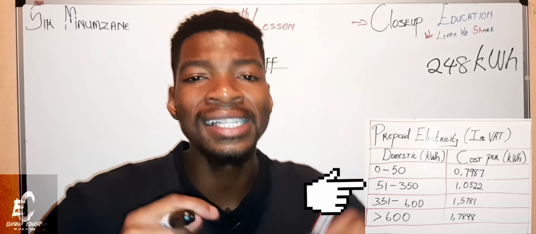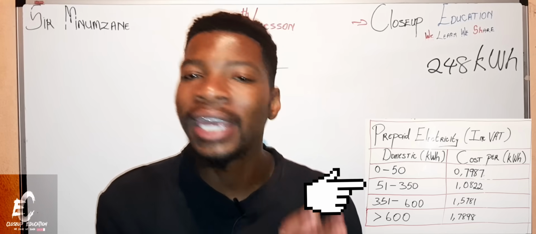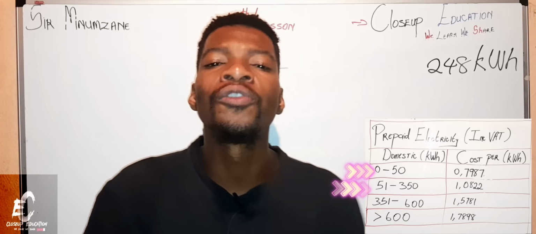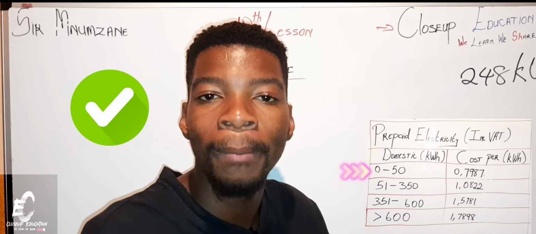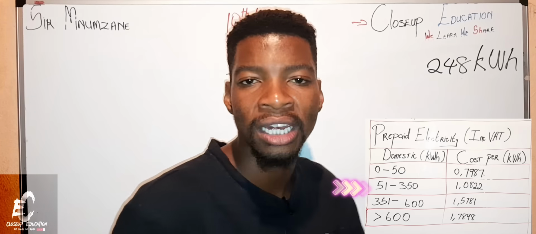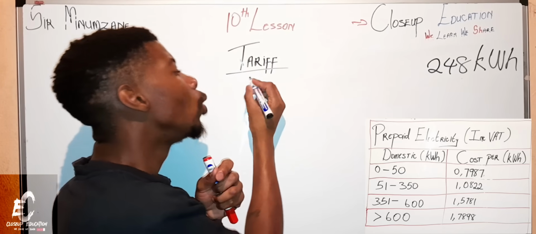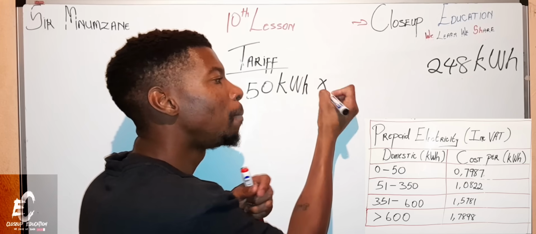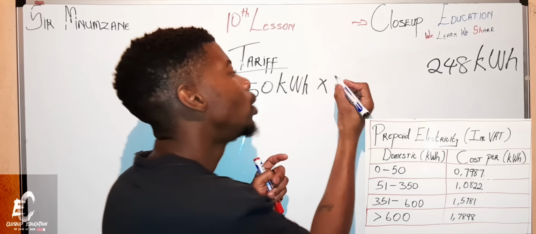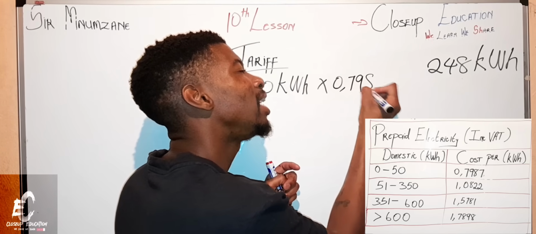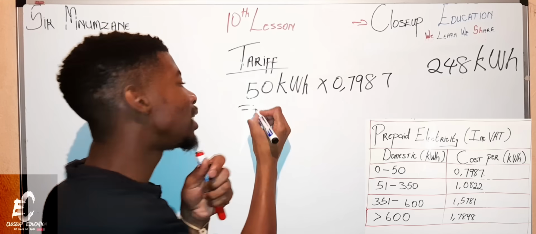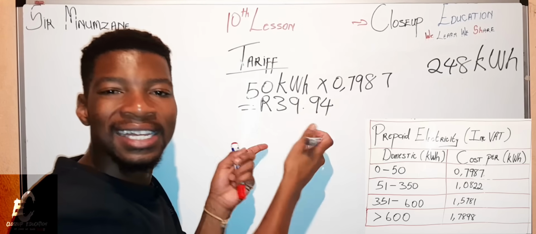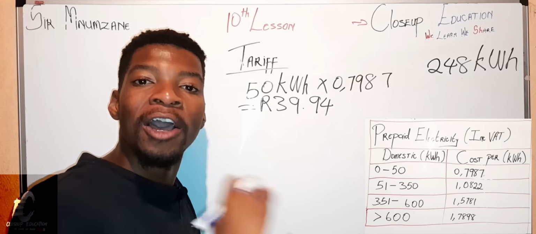Why? Because 248 kilowatts per hour falls under bracket number 2. But because this is a tariff and not taxation, we cannot jump bracket number 1 and move to bracket number 2. We have to first calculate the amount on bracket number 1, and then move to bracket number 2. So we say 50 kilowatts per hour multiplied by the amount on bracket number 1, which is 0.7987, and our amount is 39 rand 94 cents. This is the amount she is going to pay on the first bracket.